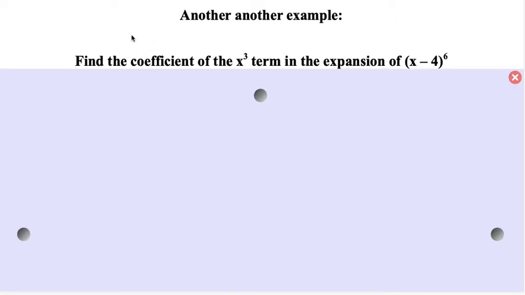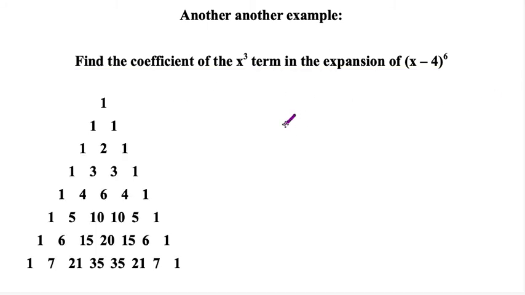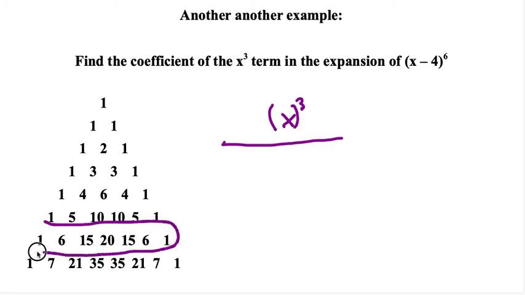What if someone asked you to find the coefficient of the x cubed term in the expansion of x minus 4 to the 6th? Well, what we're going to do is this. We know if it's the x cubed term, that means we're taking x and raising it to the third power. So that's going to be the term. Oh, it's to the sixth. So that means we're going to be looking at this row, right?